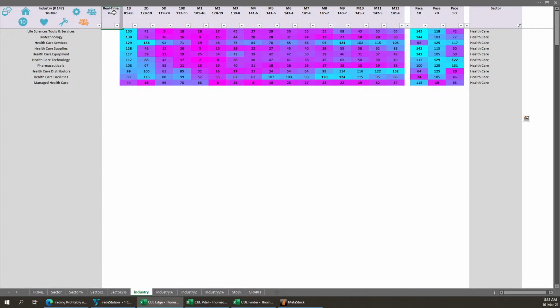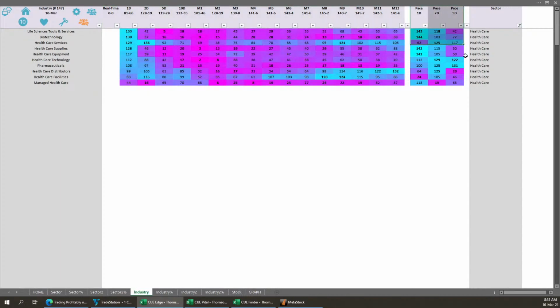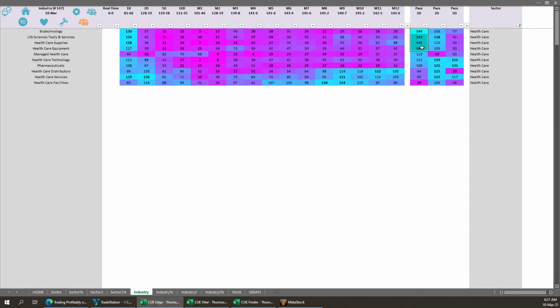By the way, other than the strengths from real time to 12-month period, the pace columns are there to show acceleration in cyan color, deceleration in magenta color. I can look for buying opportunities either based on strength or based on acceleration. Sometimes you may find both.